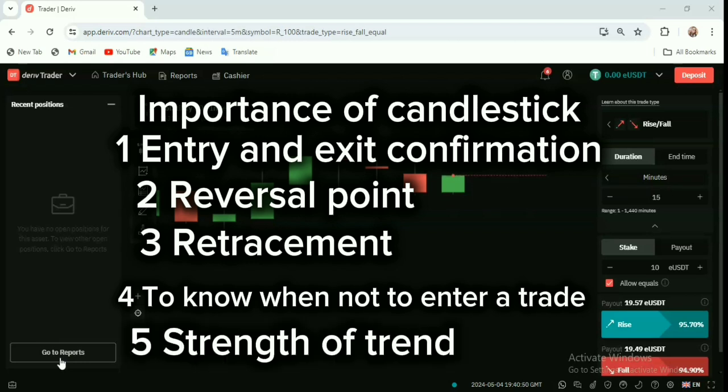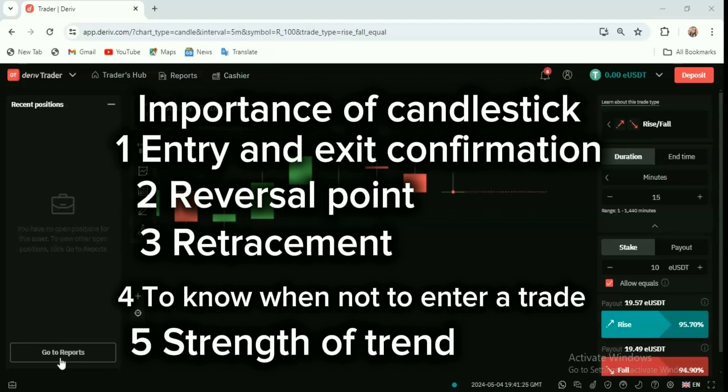Number five reason is strength of trend. Candlesticks serve as a measure of strength of trend too. Candlestick patterns like the three white soldiers or the three black crows help to show the strength of a trend. We will go into that and discuss it in more detail. Then you will understand where a candlestick can serve as strength of a trend, or a retracement, or a reversal, or for entry and exit.